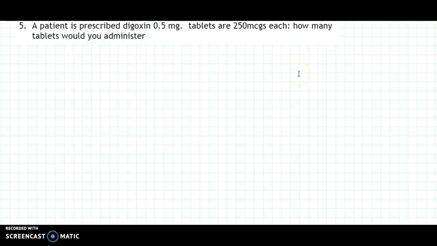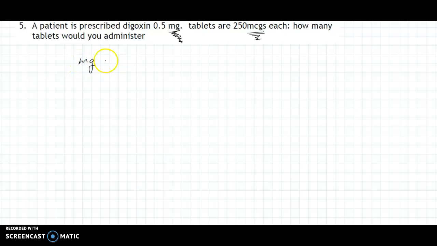A patient is prescribed digoxin, whatever that is, 0.5 mgs. Tablets are administered as 250 mcgs each. How many tablets would you administer? First of all, our units aren't the same. We have to convert. And in this case, I think we should convert mgs to mcgs, right?